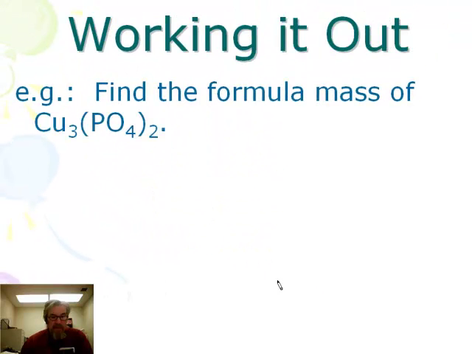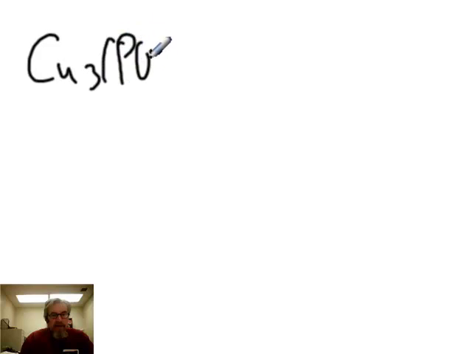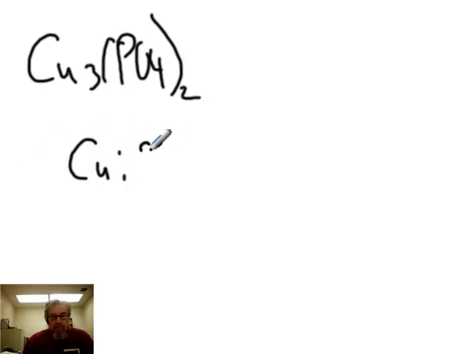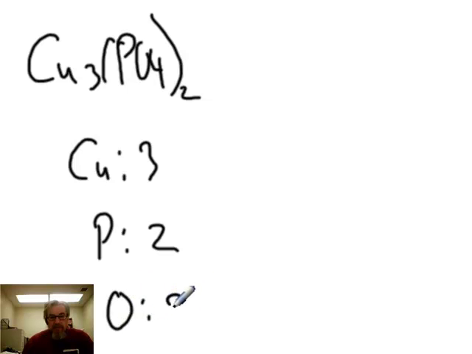You try this one. Well, here's your answer. What we're trying to find here is Cu3(PO4)2. We're trying to find the formula mass for that. Well, here's what's in there. I've got copper, 3 atoms. I've got phosphorus, 2 atoms. And I've got oxygen, 4 times 2, or 8 atoms. Well, let's find out what their atomic weights are.